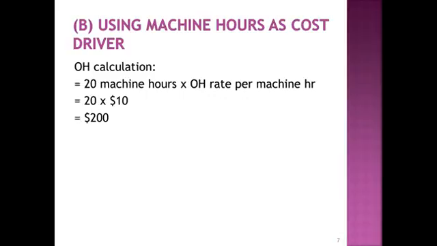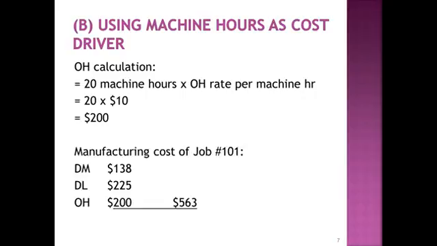So we had worked that out at $10 per machine hour. So we've got $20 times 10. So the overhead allocation for job 101 will be $200 using machine hours as the cost driver. So the manufacturing cost of job number 101, where we use machine hours as the cost driver: the direct materials and the direct labour will stay the same. They don't change. So $138 for direct materials, $225 for direct labour, and the $200 that we just calculated as the overhead allocation. So this time, the manufacturing cost of job 101 is $563.